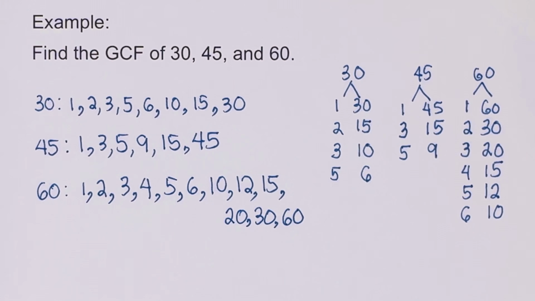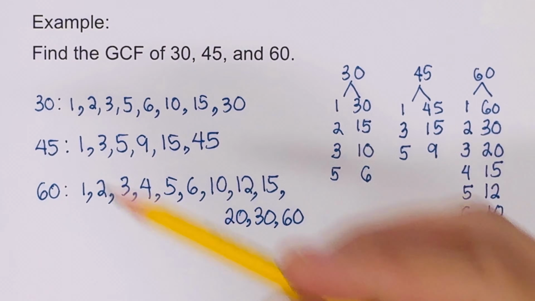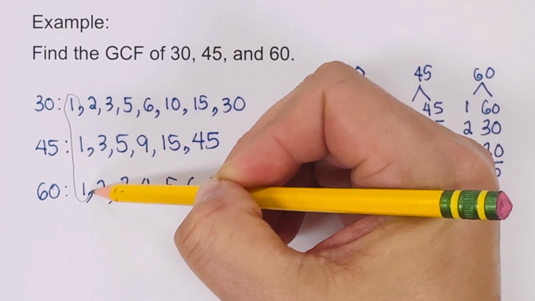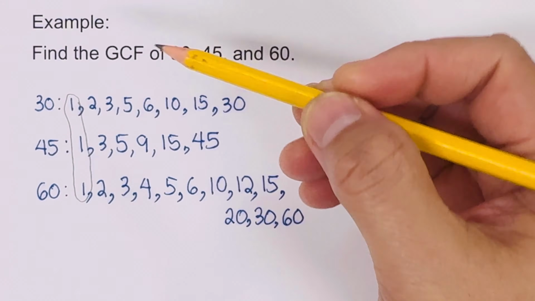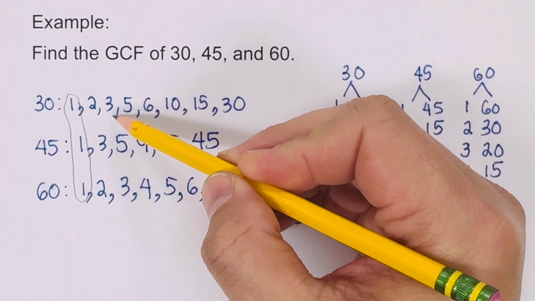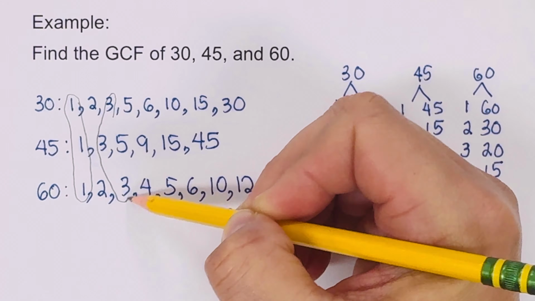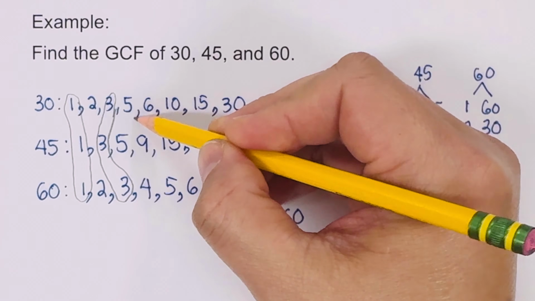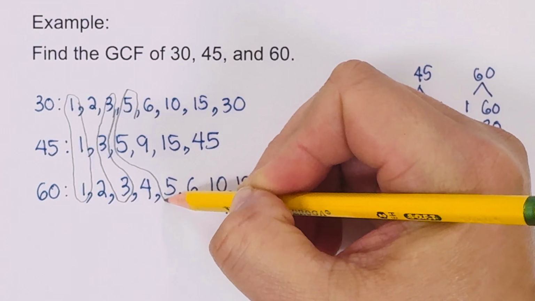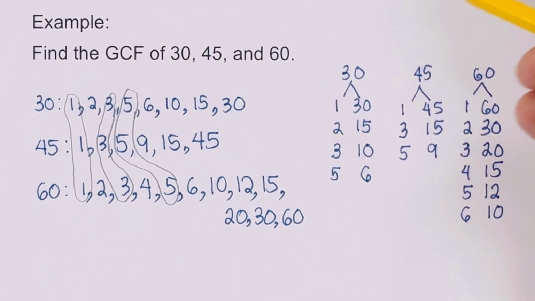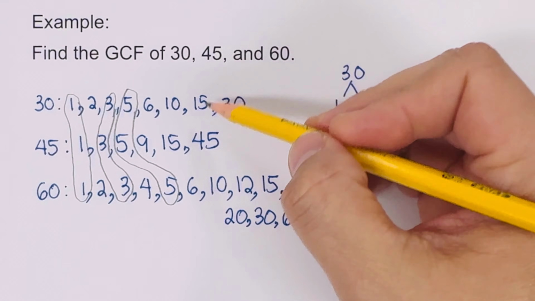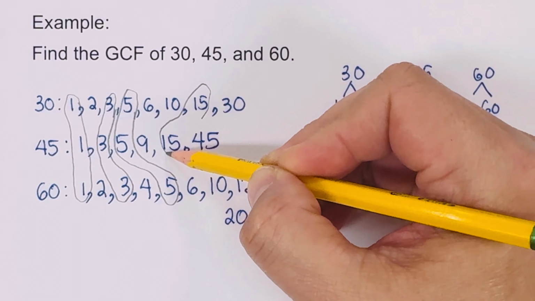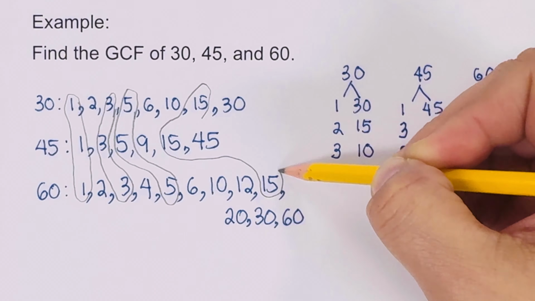Now we are going to find the common factors. First, we have 1 for all 3. We also have 3 for all 3. So 2 is missing on 45, but we get a 3 and 3. 5 is also another factor for all 3, so it's down here. We also have 15 is common to all 3, so that's 15. And we get the 15 right here.